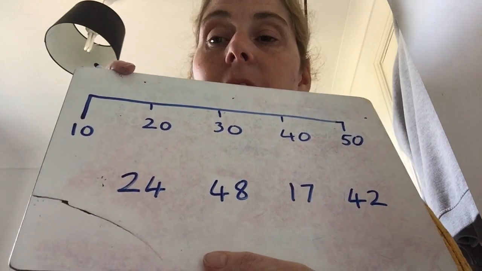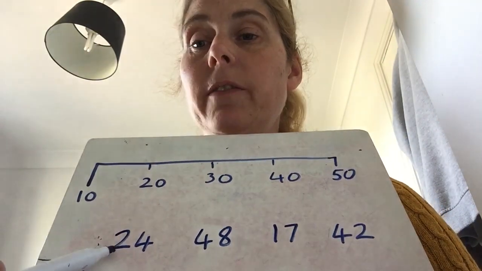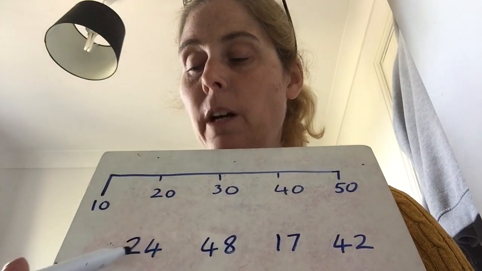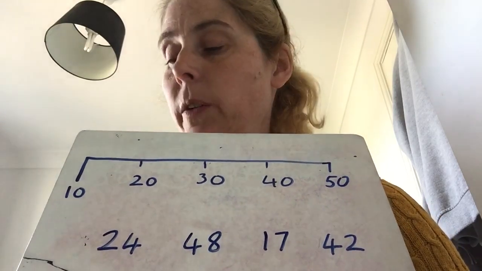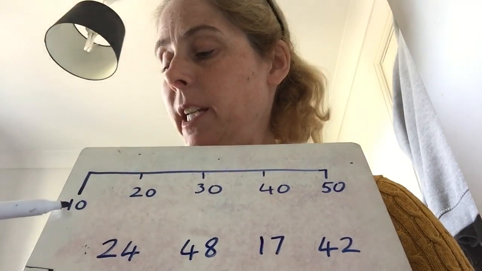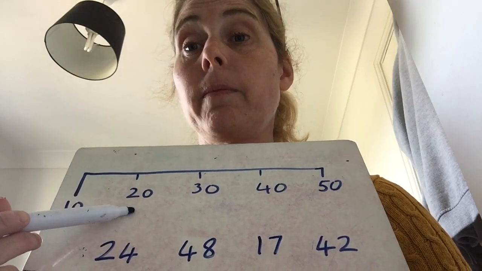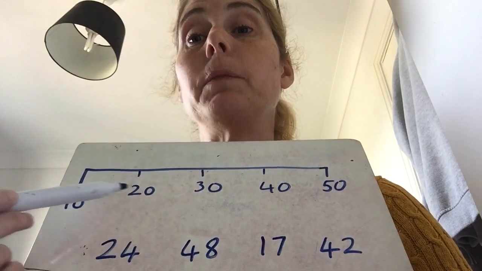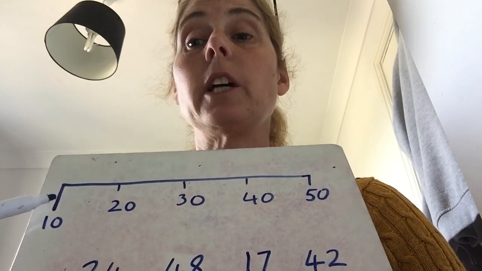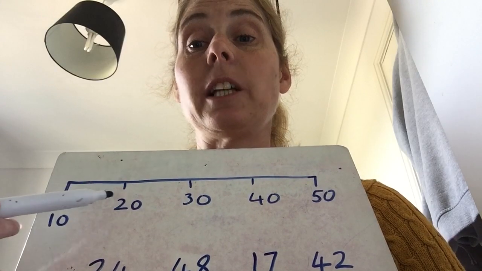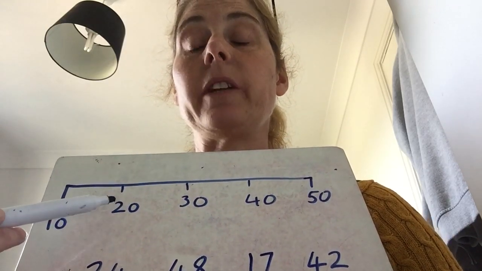So look very carefully at the 2 numbers. Okay, so if we look at the first one here, we've got the number 24. What you need to do is think carefully. Is it going to come between 10 and 20? Which numbers come between 10 and 20? We talked about this before. It's those teens numbers, isn't it? So if it's a teens number, it would come between 10 and 20.